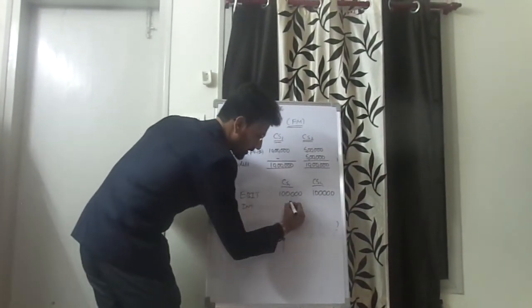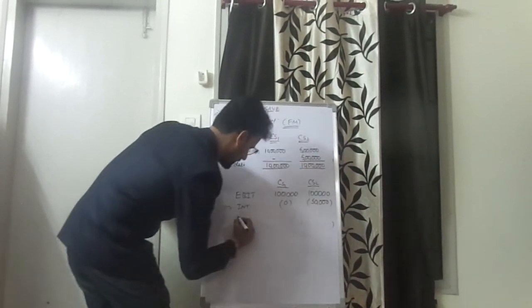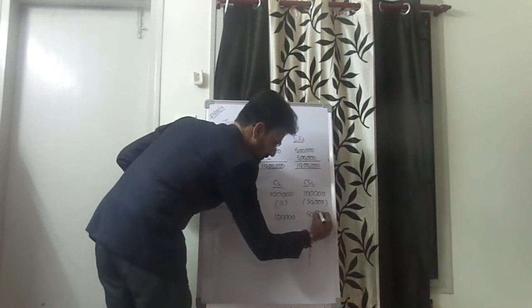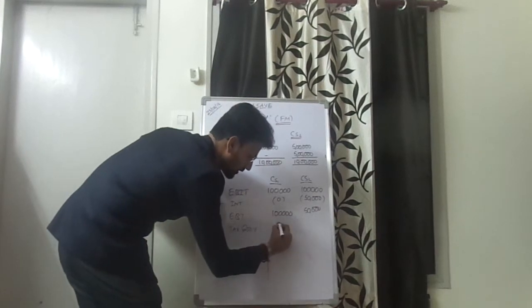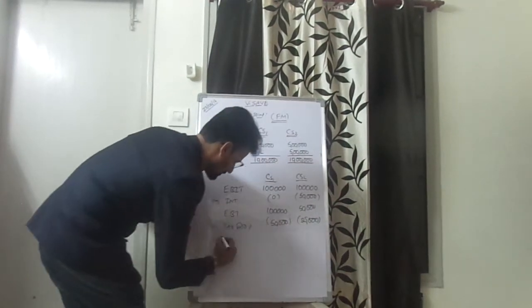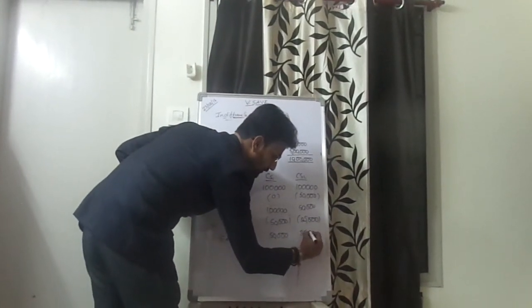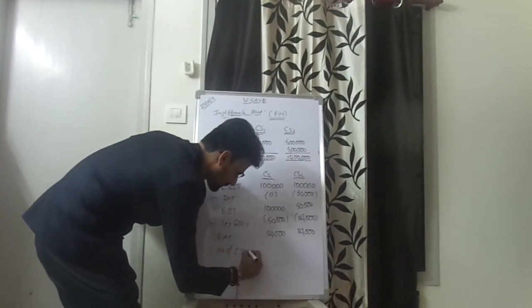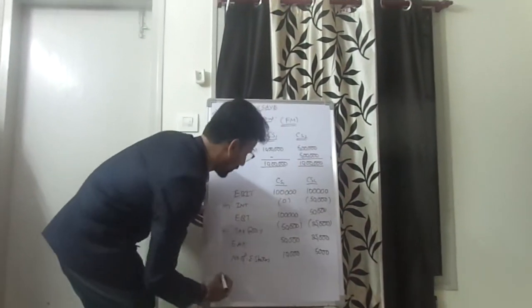interest here it is 0 and here it is 50,000. EBT is 1 lakh and 50,000. Your tax at 50% is 50,000 and 25,000. Earnings after tax 50,000 under option 1 and 25,000 under option 2. Number of shares 10,000 under option 1 and 5,000 under option 2.